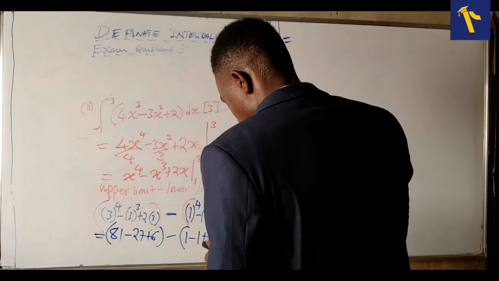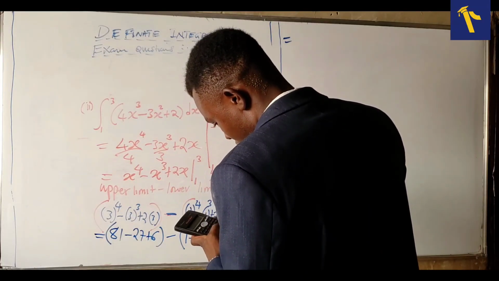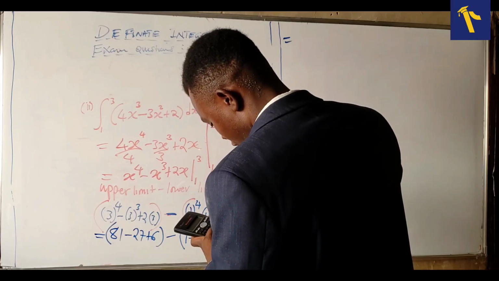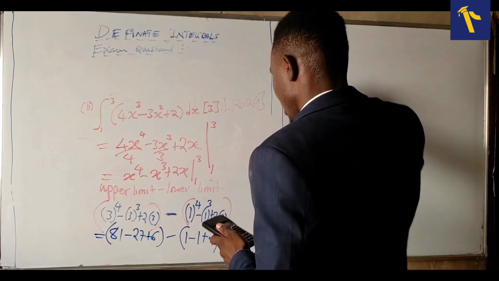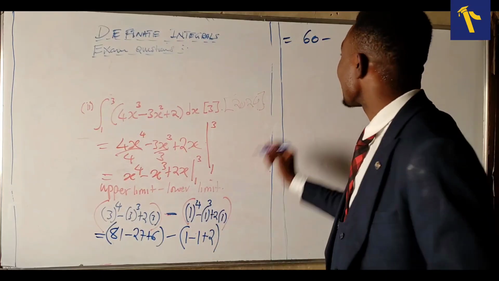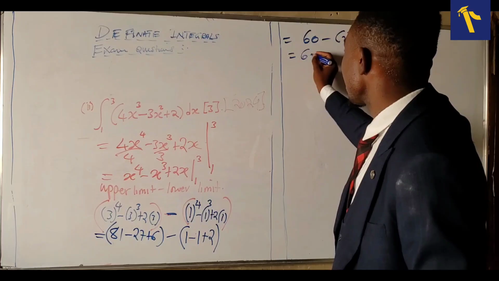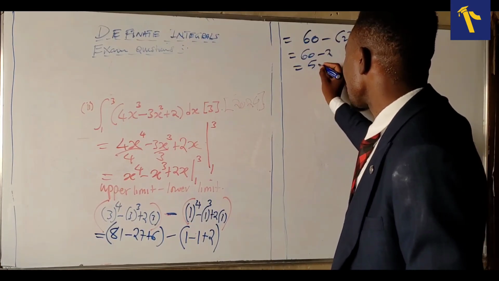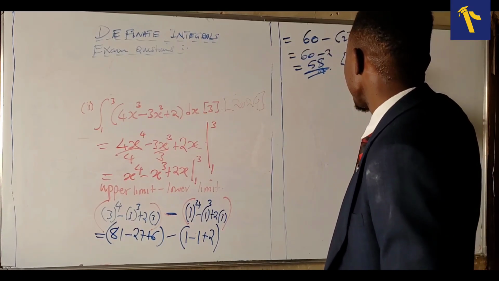Then so we have 81. You just use your calculator. If you want, you can use your mind. Okay? 81 minus 27, that is 54, plus 6, that is 60. So we have 60 there, minus, what else? We have 1 minus 1, that is just 0. Then we have a 2. So what are we going to have? We are going to have a 2 there, then this is 60, minus 2, and basically you should be able to get 58 as your answer.